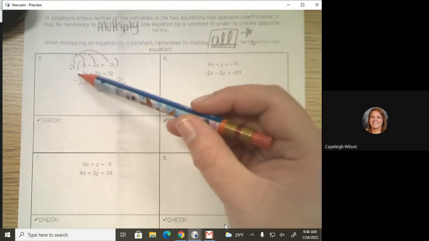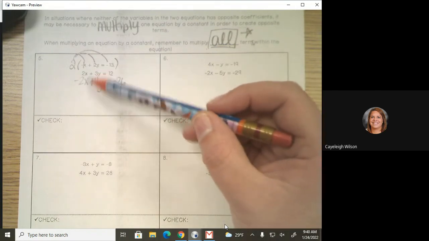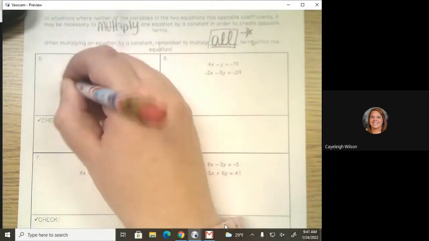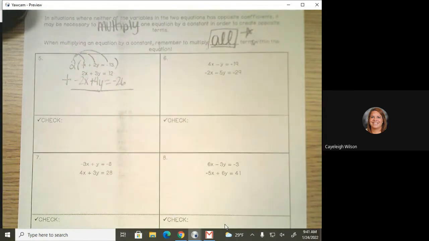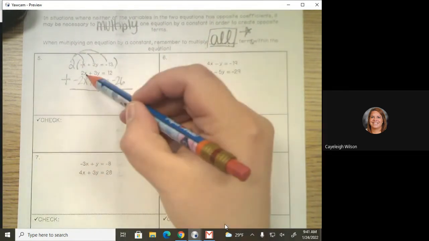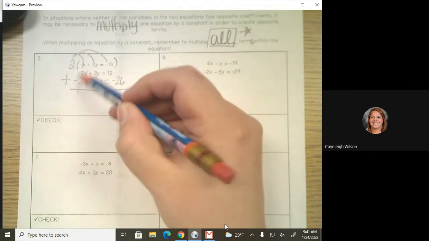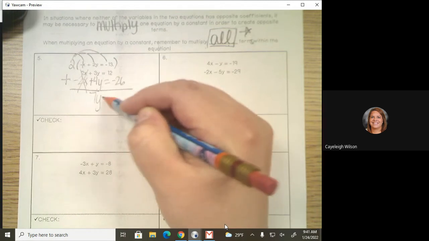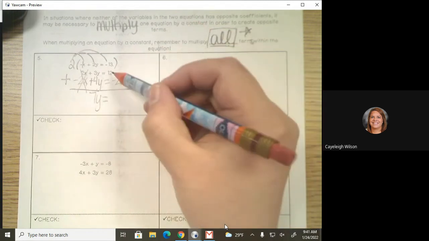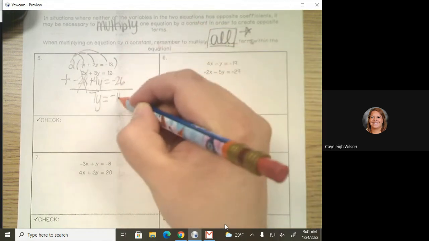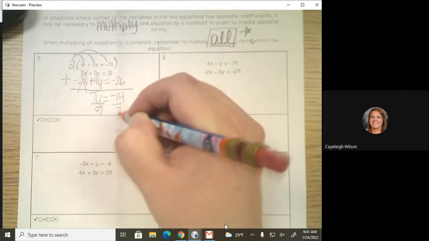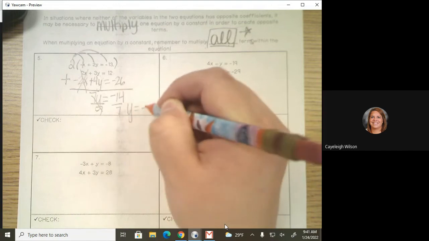Now when I'm looking at it, I have positive 2x and negative 2x, which means I'm now ready to add them together. So 2 plus negative 2 is 0. They eliminate. 3y plus 4y is 7y. 12 plus negative 26 is negative 14. Divide by 7, and y is negative 2.